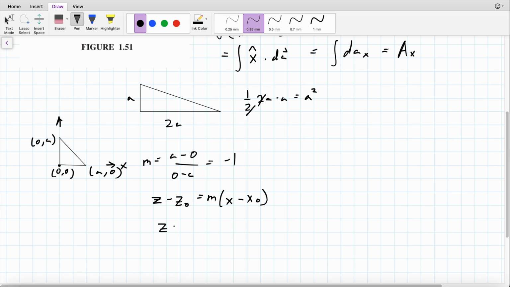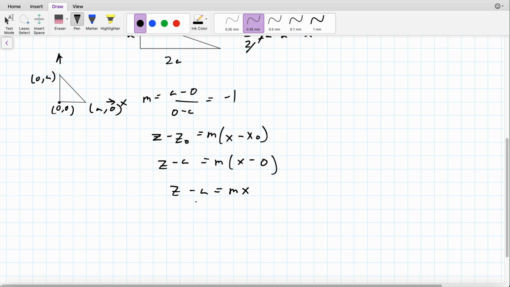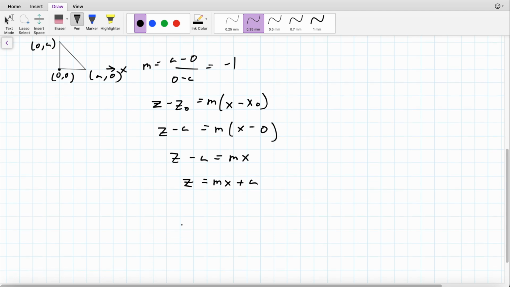Substitute it. So z naught is a, in this case, equal to m. And when z is equal to a, that means x is 0. So like that. Continue on. z minus a is equal to mx. z is equal to mx plus a. m we know is -1, so just replace that in there. Minus x plus a.